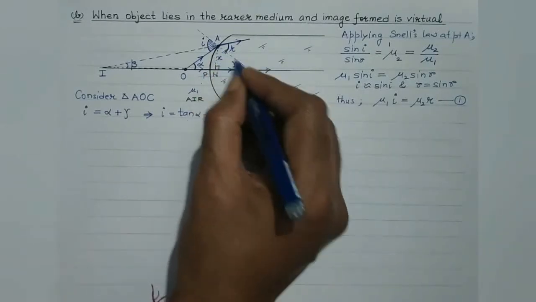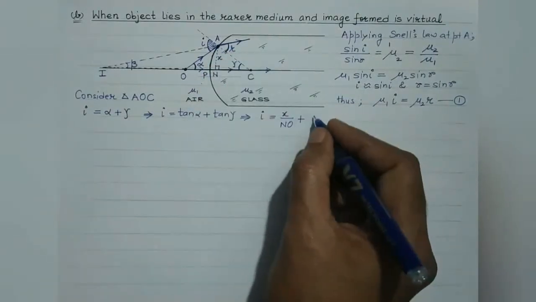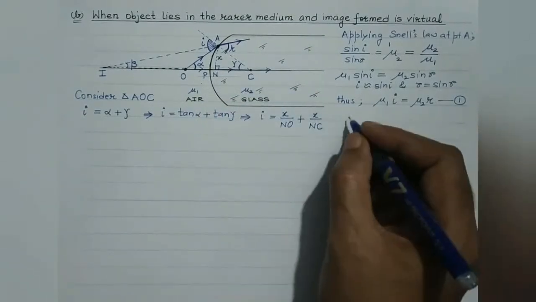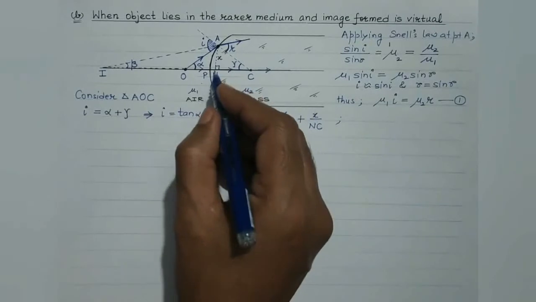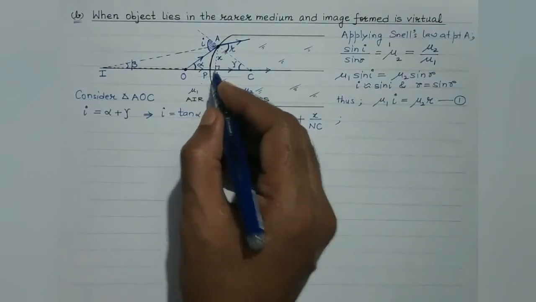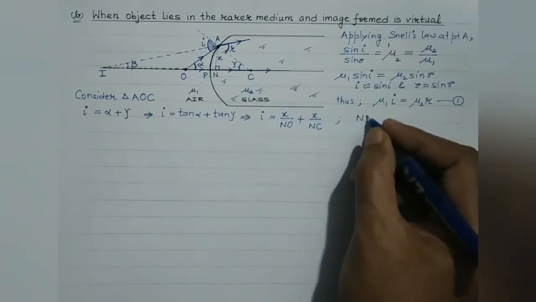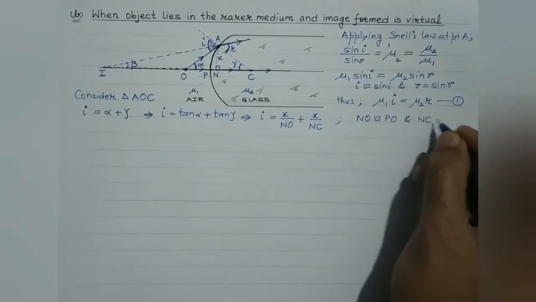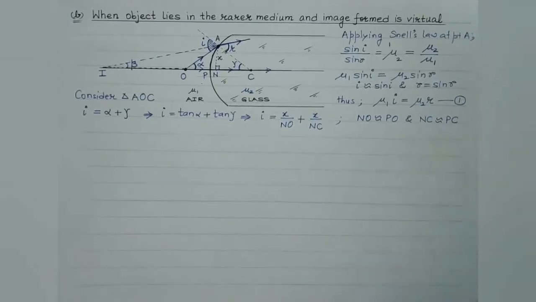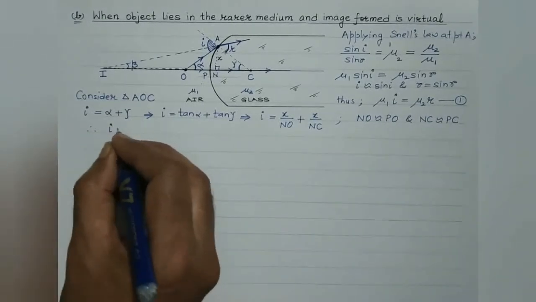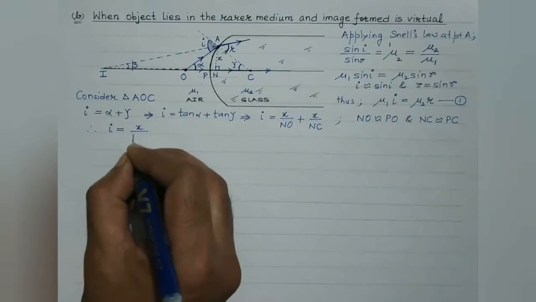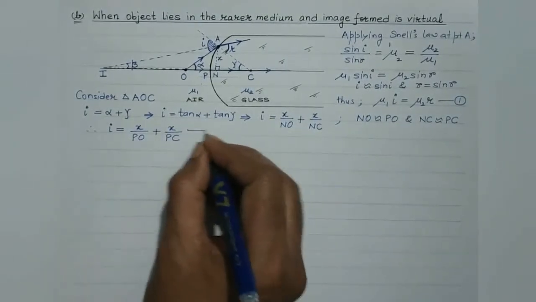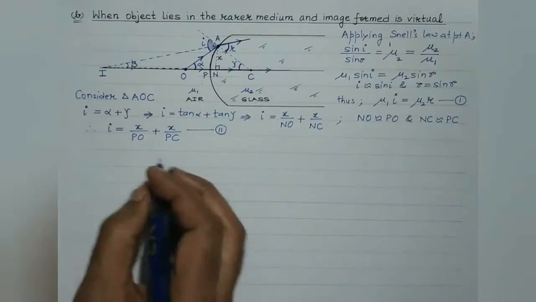Gamma is over here. So I am considering this triangle. It will be equal to perpendicular by base, which is x over NC. And again, as per assumptions, N and P may be considered to be coincident. Therefore, NO may be written as PO and NC may be approximately written as PC. So therefore students, i would be equal to x over PO plus x over PC. Put this as equation number 2.